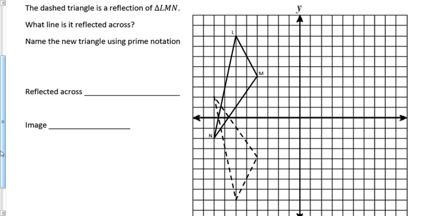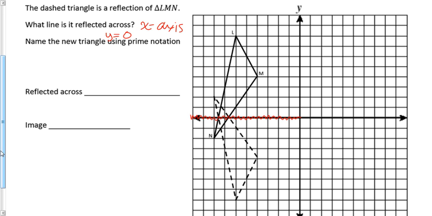So what line is it reflected across? Well, I don't know if you could tell me the line, but you could probably draw on the line. And the line, I'm going to squiggle it so you can see it. The line that we've reflected across is this line, otherwise known as the x-axis. And if I wanted to write that as an equation of the line, it would be written as y is equal to 0. Everywhere on the x-axis, the y value is 0. So I need to name the new triangle using prime notation.